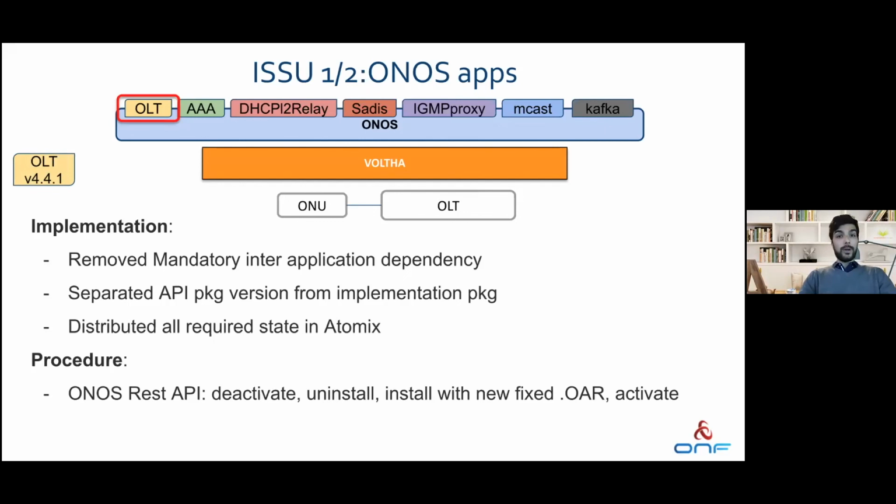Then you develop a new version of the app, let's say 4.4.1, and before it was 4.4.0, and you go and deactivate the old app. You uninstall it, and then you install the fixed version OAR from ONOS. And at that point, when you call activate, ONOS will keep the new version of the API on top of everything else.